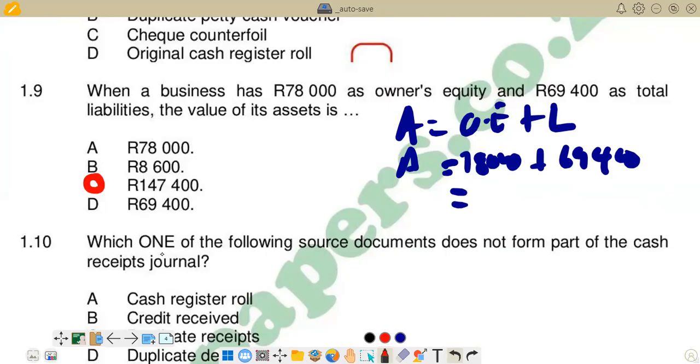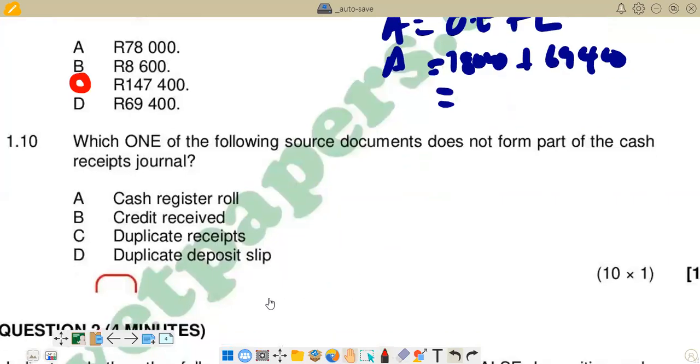Question 1.10: which one of the following source documents does not form part of the cash receipts journal? I think on the cash receipts journal, we have explained what is recorded in it. Whenever we receive money, we record it in the cash receipts journal. So the question is, which one of the documents does not, that's why we have the keyword there, does not form part of the cash receipts journal. So the source document that we are going to identify there is something that we do not use when we are recording in the cash receipts journal. Remember, when we're recording our transactions in journals, we'll be taking them from source documents. So let's try to identify that one.